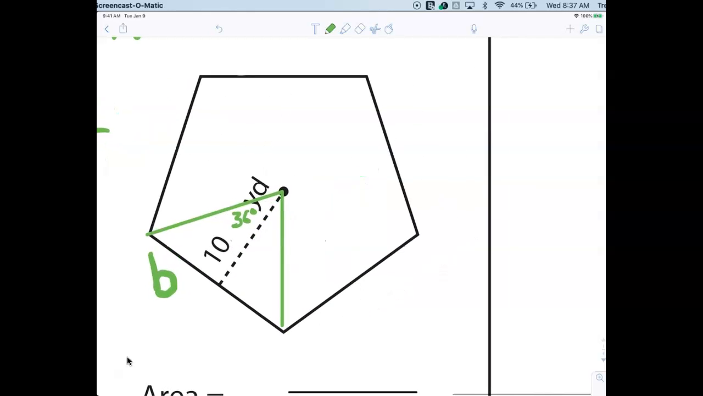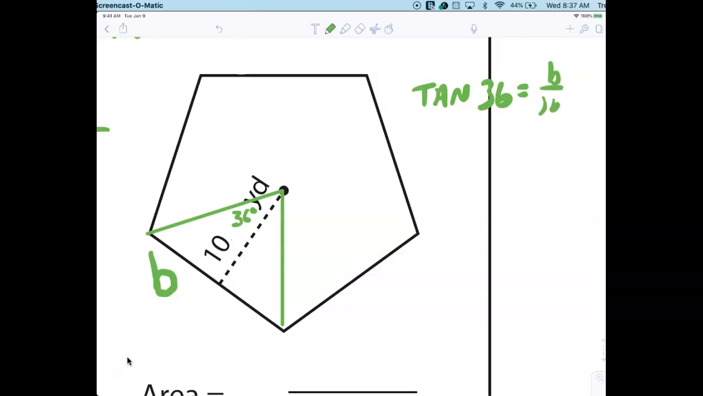Tangent. So here we go. Let's see if that's correct. Tangent of 36 is equal to b over 10. So b is equal to what? 10 tangent 36. All right, so somebody tell me b is approximately what? 7 point what? 7.3. Yeah. All right, I don't care.